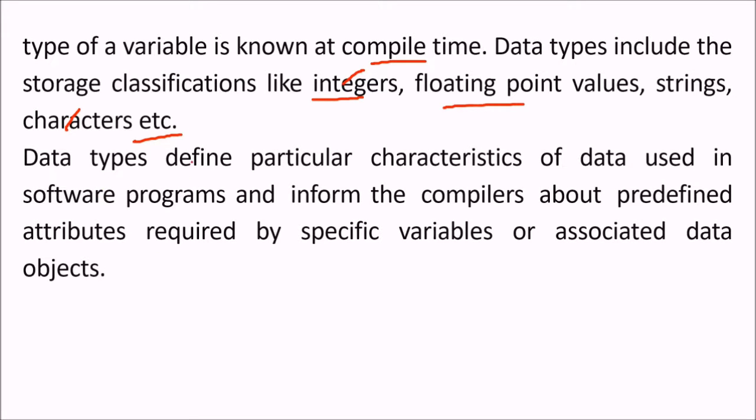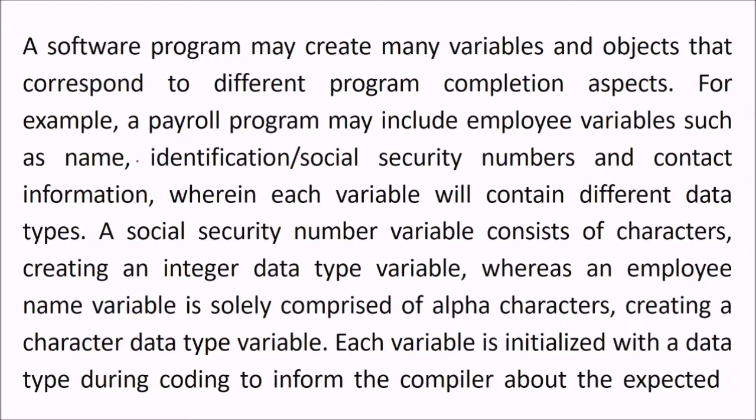Data types define particular characteristics of data used in software programs and inform the compiler about the predefined attributes required by specific variables. A software program may create many variables and objects that correspond to different aspects of program completion. For example, a payroll program may include employee variables such as a name, an identification or social security number, and contact information, wherein each variable will contain different data types.